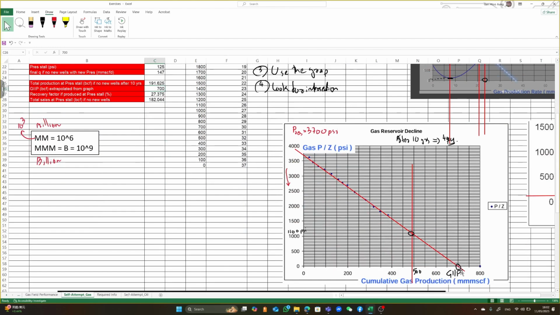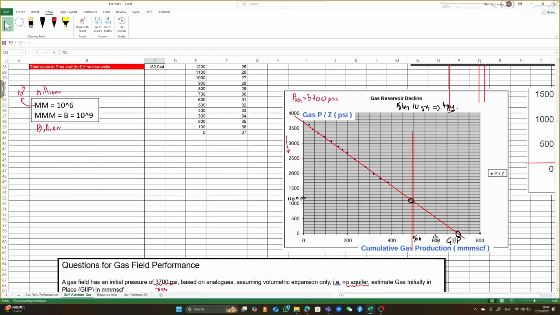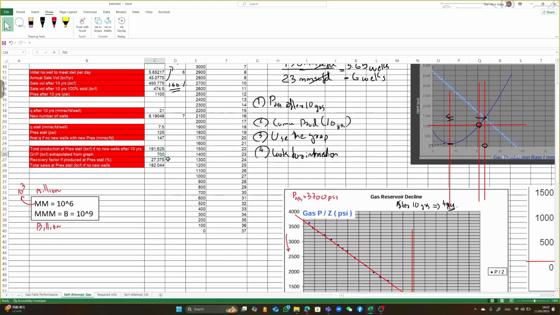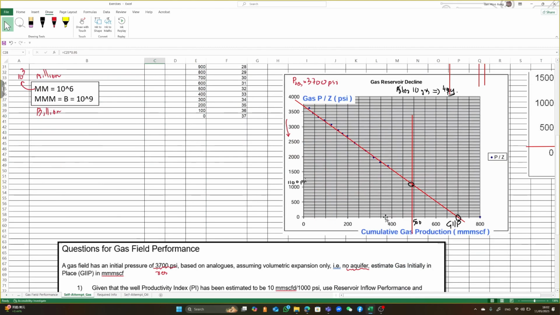We have the gas initially in place, which is 700 billion standard cubic feet. And we have to divide the production which we produce at this stall reservoir pressure, which is 191.625, by 700, and then multiply by 100, which gives us the recovery factor of 27.375%.